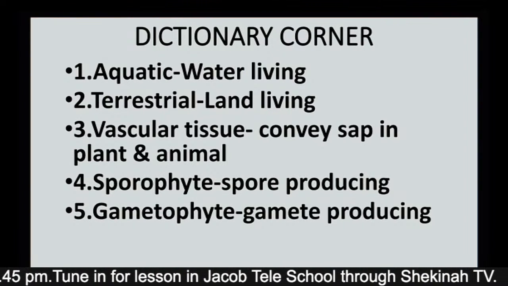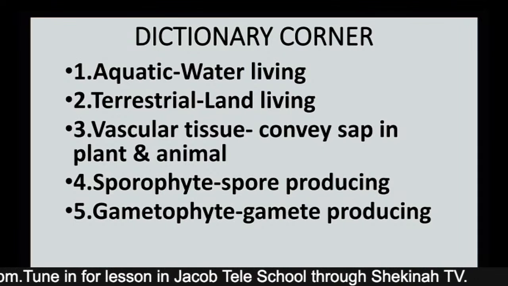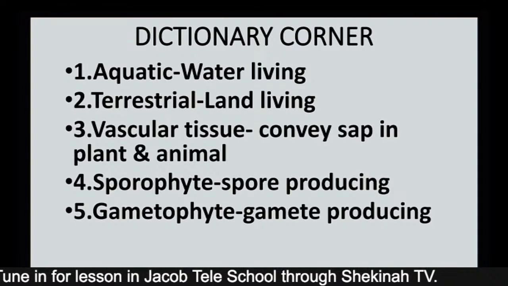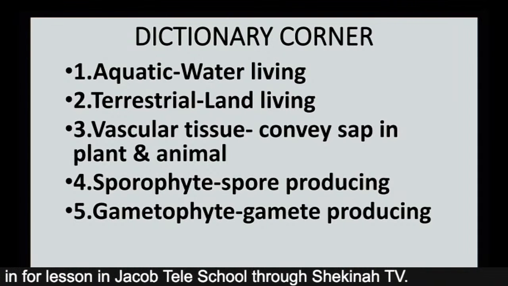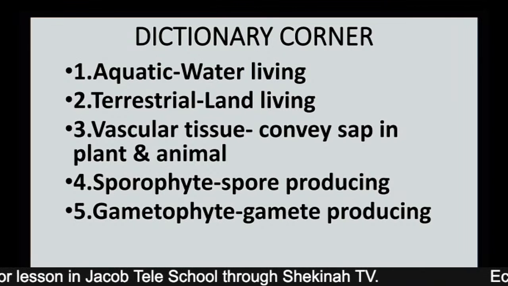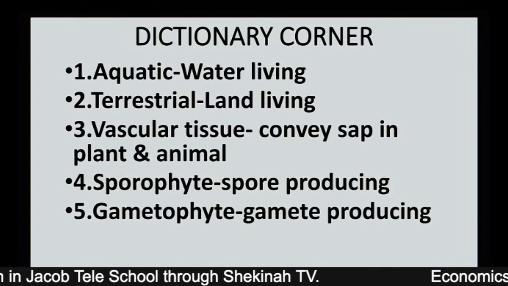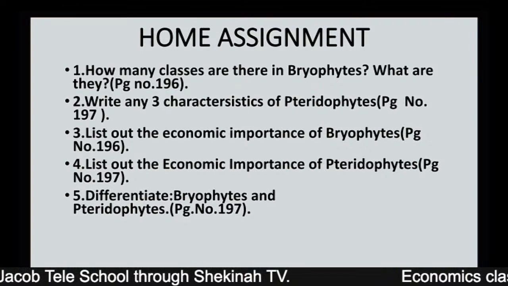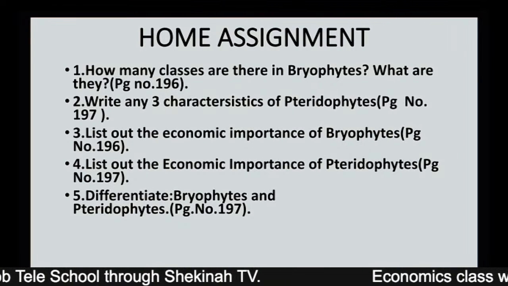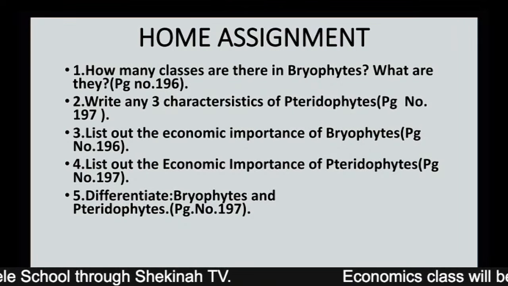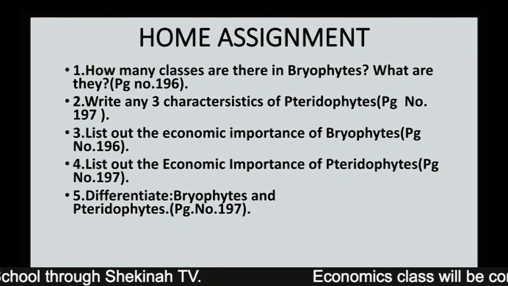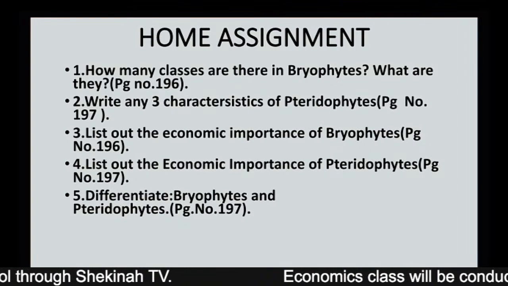If it is xylem and phloem in plants, it is blood, the river of life, in animals and man. Vascular means conducting. Next, sporophyte means spore producing, gametophyte means gamete producing. So here, children, you can look into the lesson and kindly check your book, and you can write all these answers and upload them in the Google Classroom.